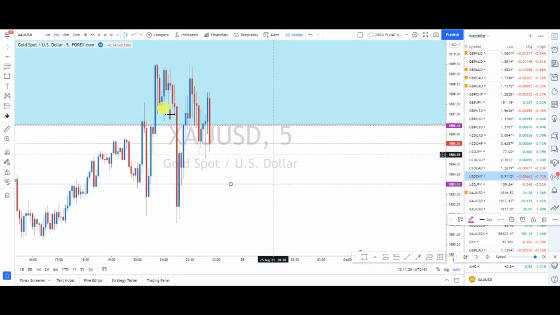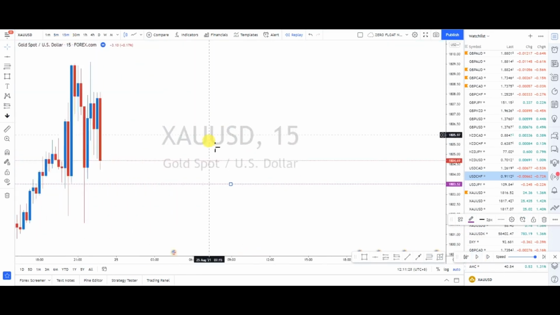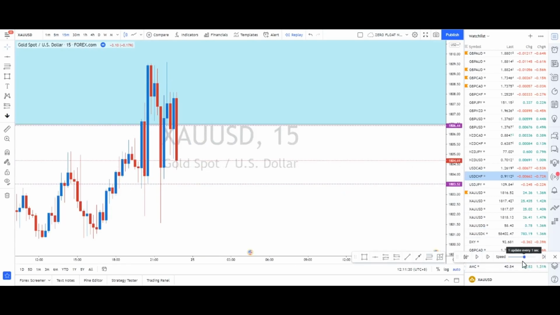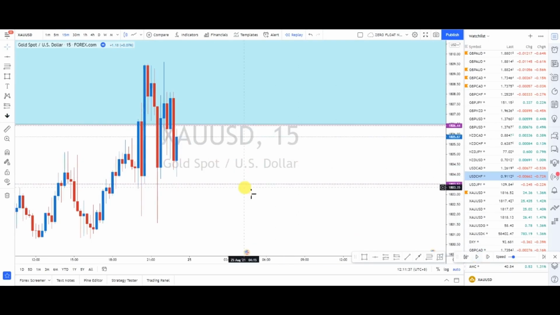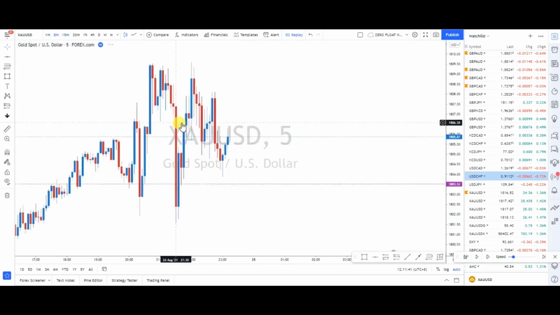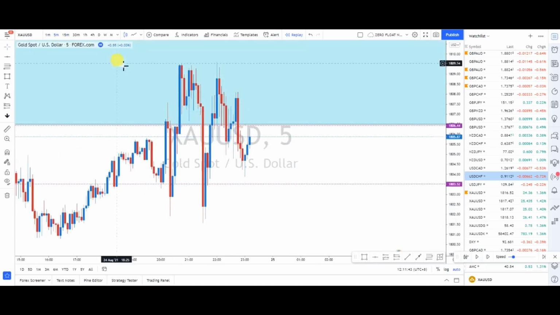Okay, we might have something here. M15, let's wait for the M15 to close the candle. Okay, so M15 has closed. What we should do now is look at the M5 setup, see if we can find any setup. Nope.